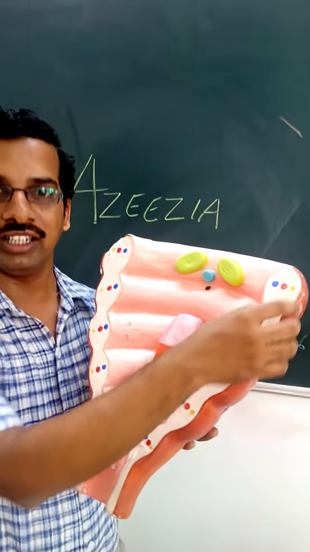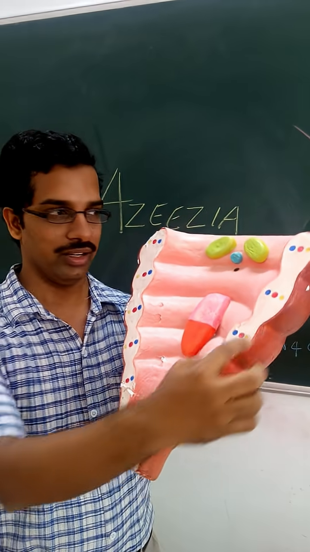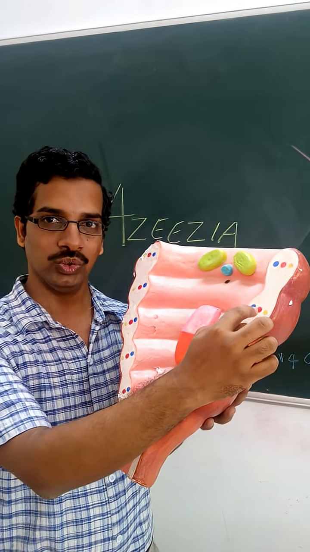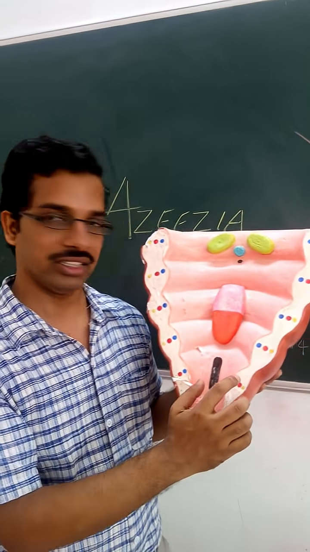This is the model showing pharyngeal arches. In humans, we have 5 functioning pharyngeal arches. This is pharyngeal arch 1, this is 2, 3, 4, the fifth one is rudimentary. This is the pharyngeal arch 6.